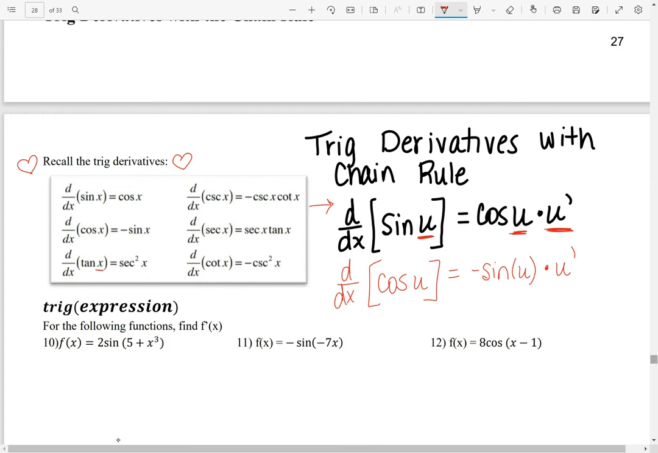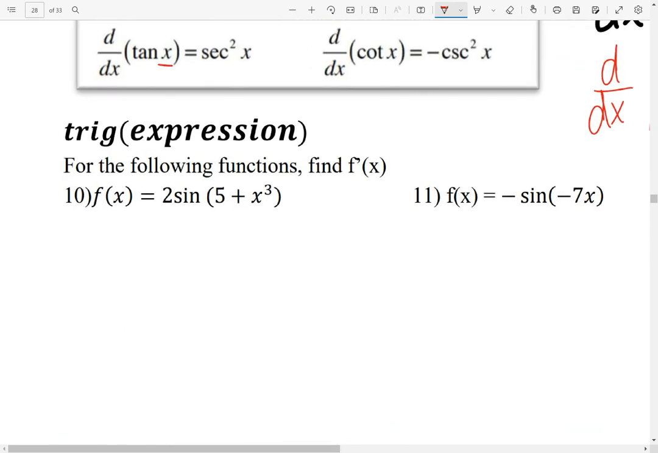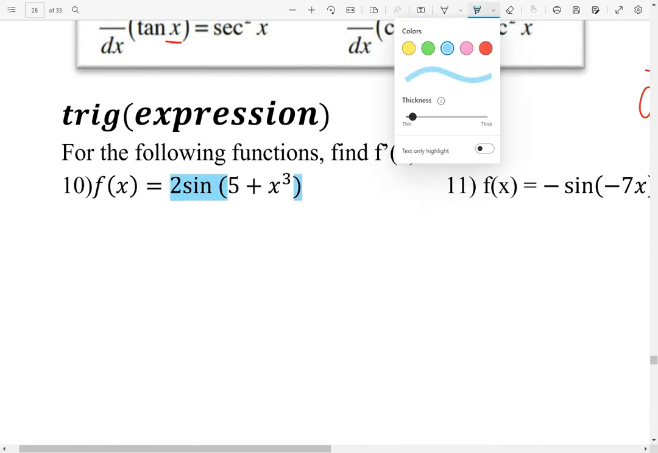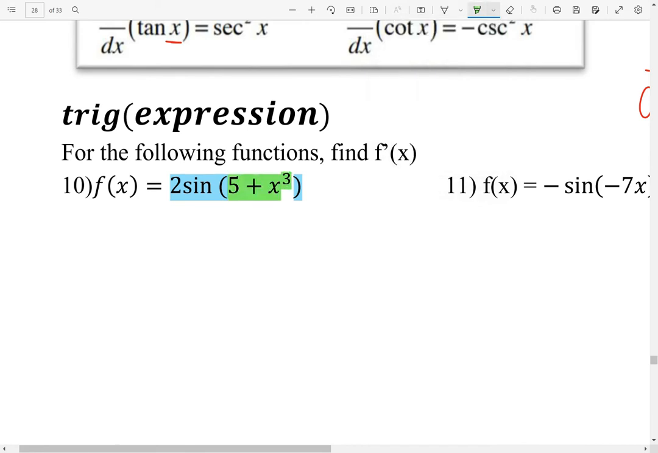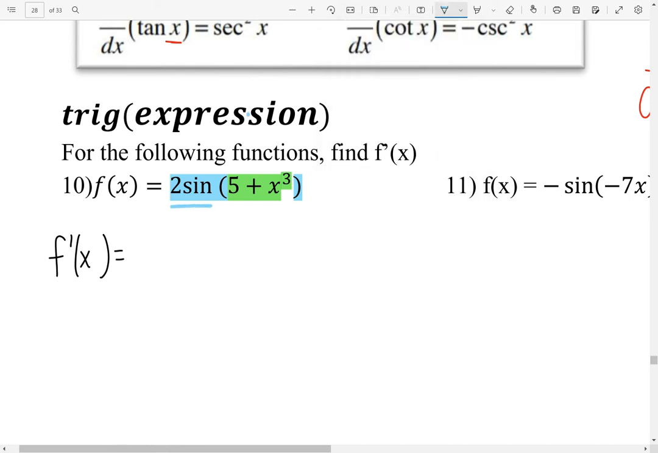So here, let's look at number 10. f of x is equal to 2 sine of 5x plus 3. Here, my outside function is the 2 sine parentheses, and the inside function is the 5x plus 3. So I'm going to start with my derivative, f prime of x. The derivative of the outside function, I'm looking at 2 sine. The derivative of 2 sine is 2 cosine of something.